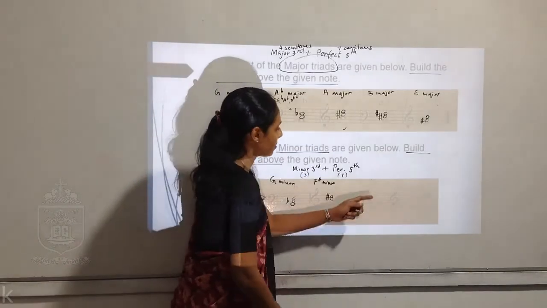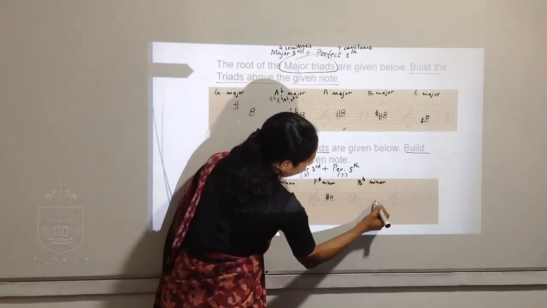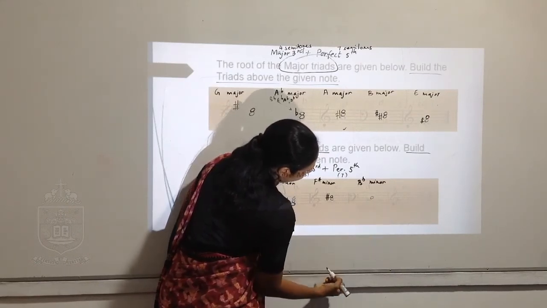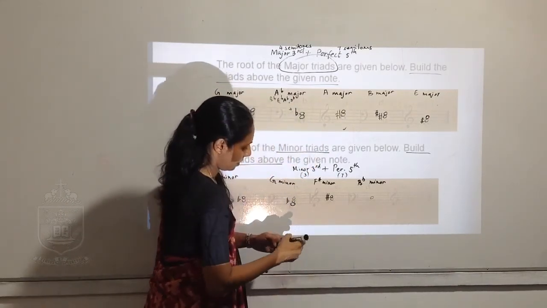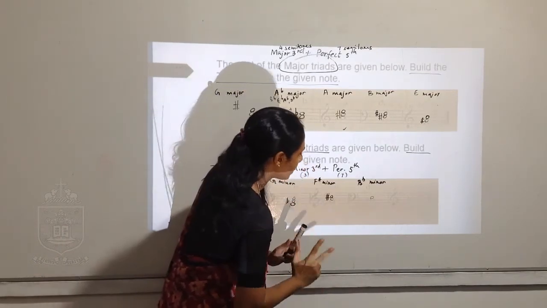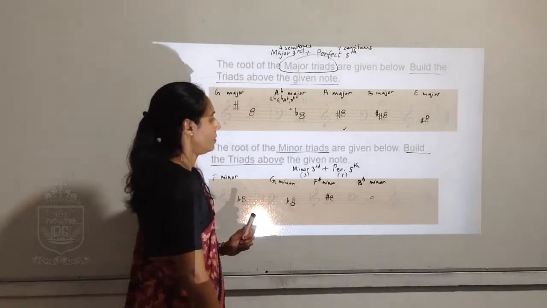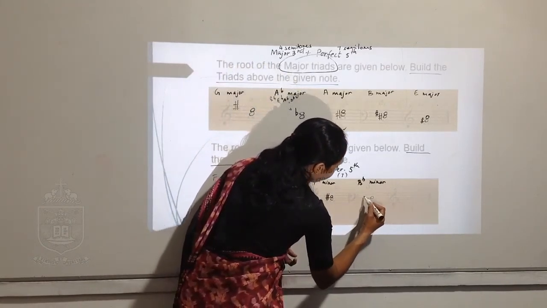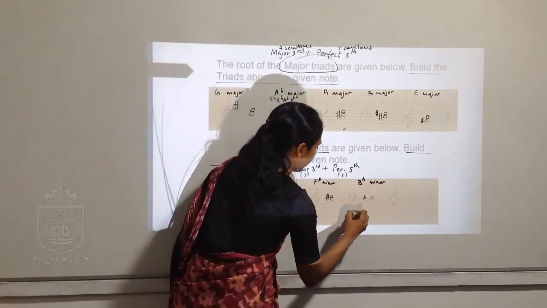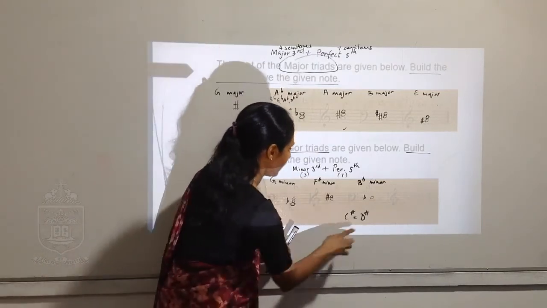This is B flat, so we have to take it as B flat minor. From here to here, minor third: 1, 2, 3. Check the semitones. B flat to B, C, C sharp. So you have D. You have to make it D flat. Then you will get C sharp, because C sharp and D flat are the same note. D flat.